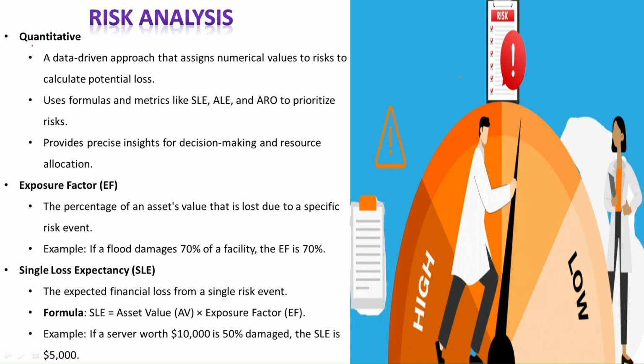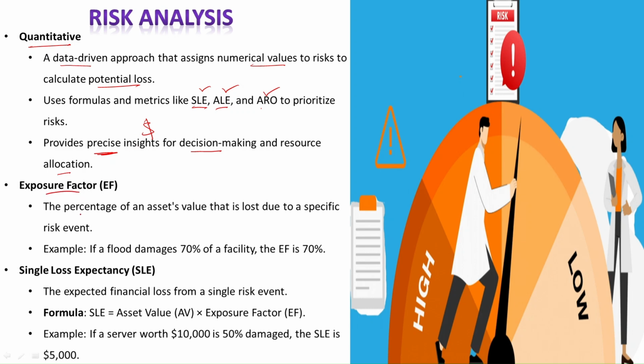So the next is the quantitative risk analysis, which is a data-driven approach that assigns numerical values to risk to calculate potential loss. It uses formulas and metrics like SLE, which is single loss expectancy, annualized loss expectancy, and ARO, or annualized rate of occurrence. We will study these in a while to prioritize risk. It provides precise insights for decision making and resource allocation, because you have the exact value in terms of US dollar or money.